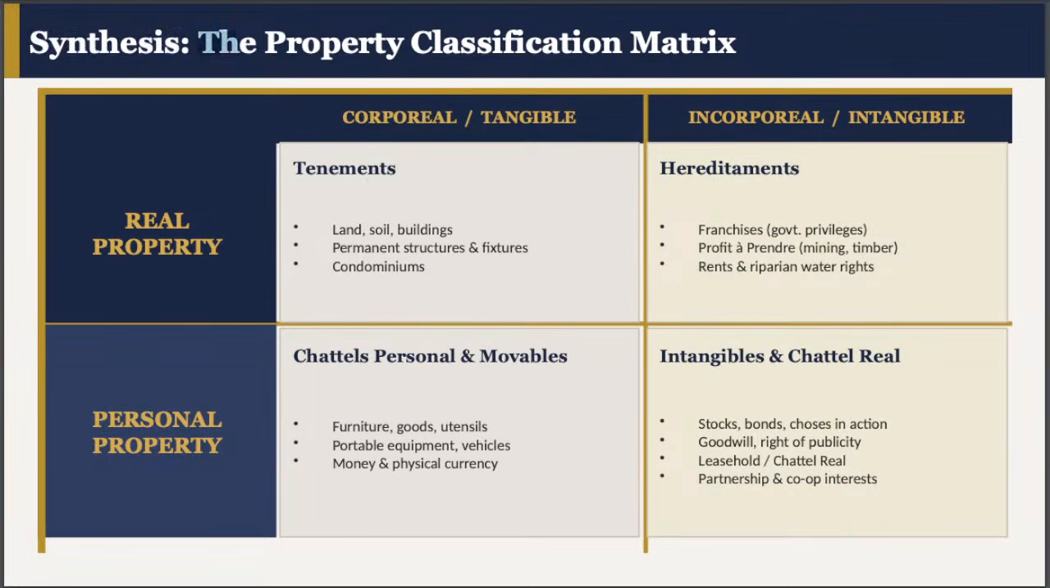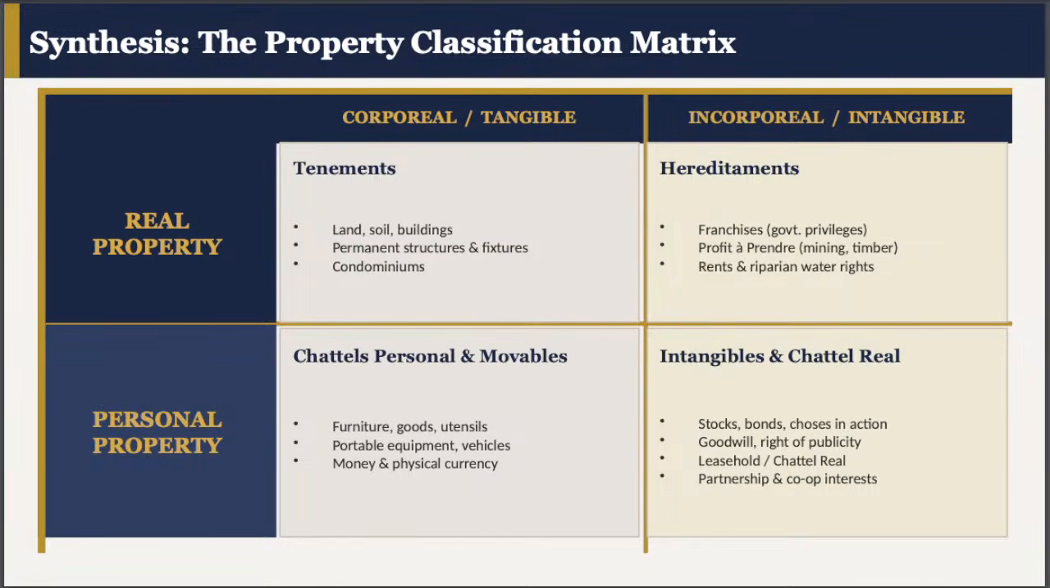So we get the synthesis here, the property classification matrix. This is why it's so complicated, but I try to break it down here into a simple matrix. We have corporeal, tangible on this side, and incorporeal, intangible on this other axis. These are typically synonymous, corporeal and tangible. Tangible and intangible are more colloquial, so people are more familiar with those terms, but they could be interchanged. And a lot of times these terms are thrown in just to make it a little bit more difficult for lay people to participate in our justice system.